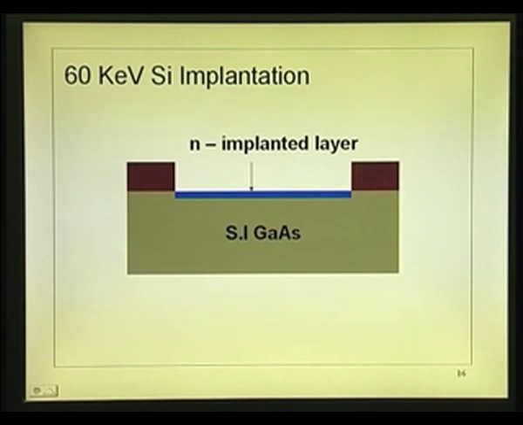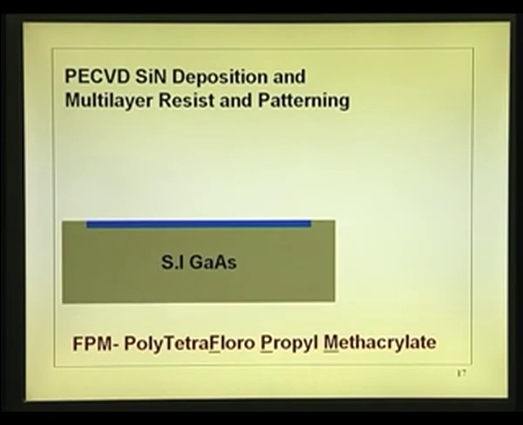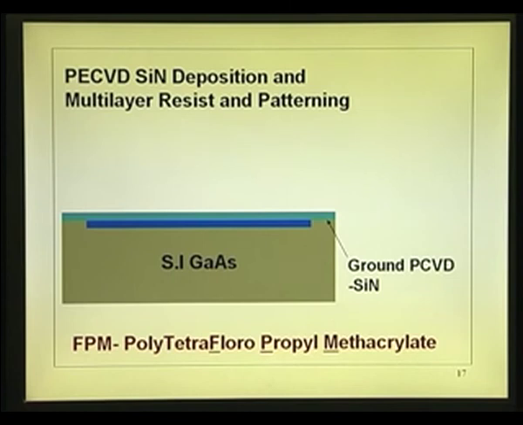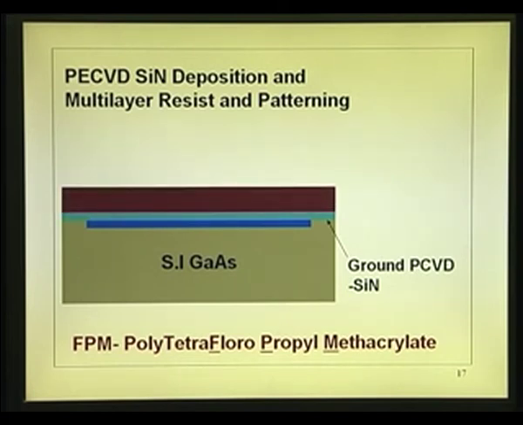Then, with the implanted layer, a multi-layer resist is put, and a silicon nitride layer is deposited, because after implantation you need to finally anneal, and when you anneal you must have a cap. Why do you need a cap? To cover the gallium arsenide and prevent the loss of arsenic. On top of this is a tri-layer technique. The second layer is actually the photoresist, which is called chloropropyl methacrylate. Very easily you can dissolve it in acetone.